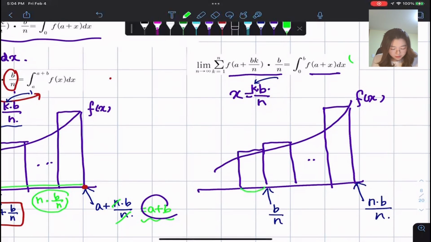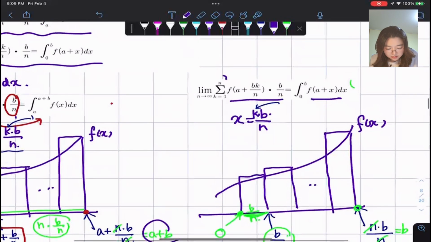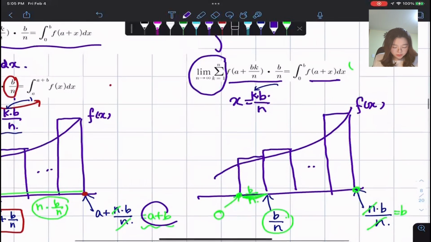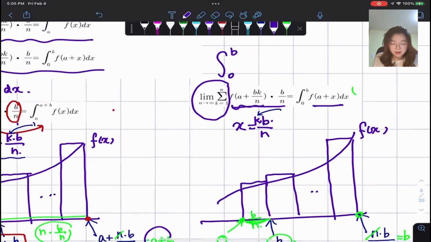Considering this width, this is b over n. To make this x coordinate, this position is 0 because this distance is b over n. This part divided by n, this part is b. So the range is from 0 to b. So I can change this part into an integral. The range is 0 to b. This part maintains a, so f(a plus x). This part is here. This part is dx.